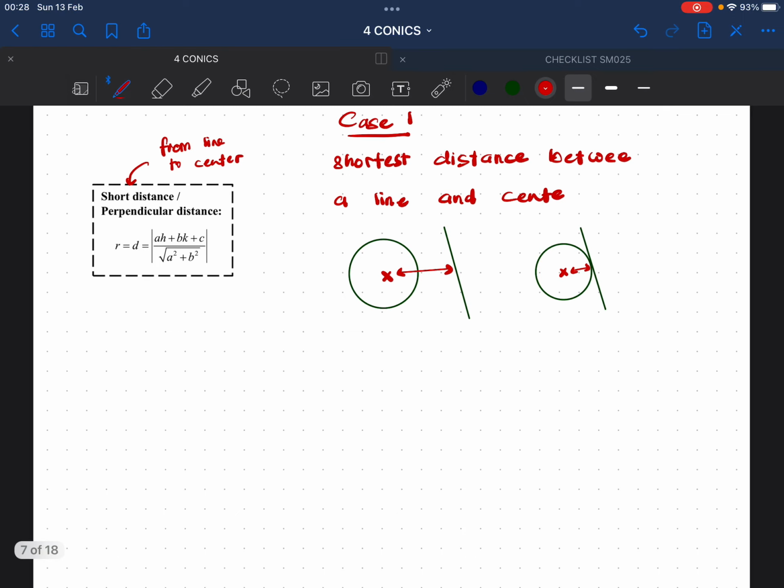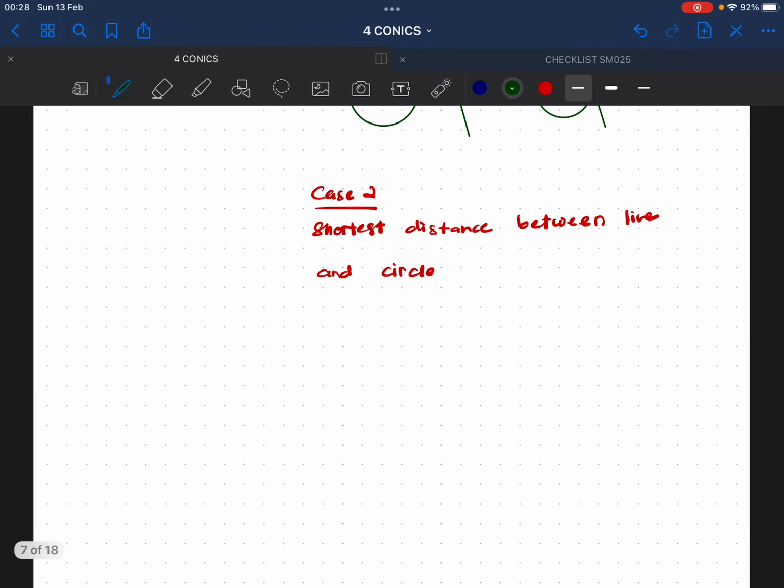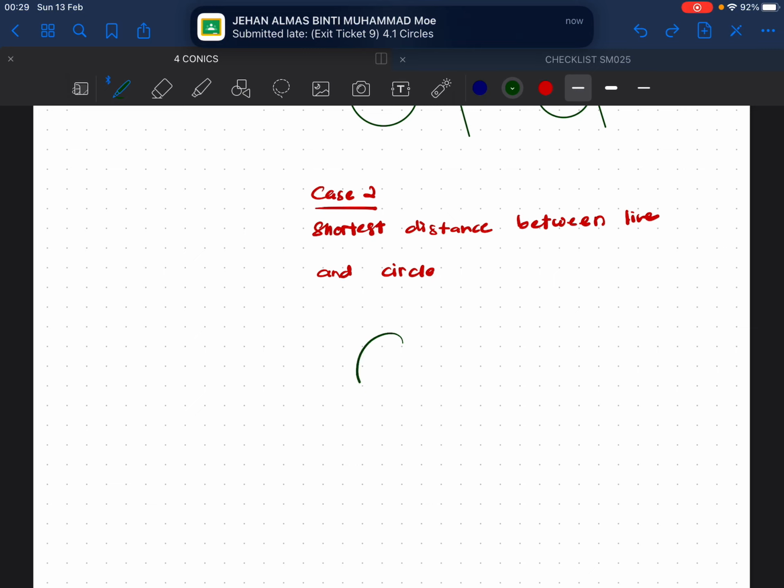Alright, so the second case, the question will ask you the shortest distance between the line and the circle. So let's draw that part. We have a circle. Make sure this is a circle. Sorry.